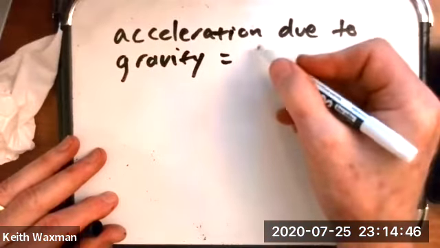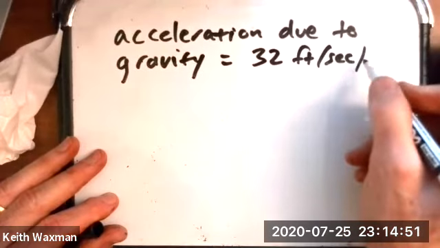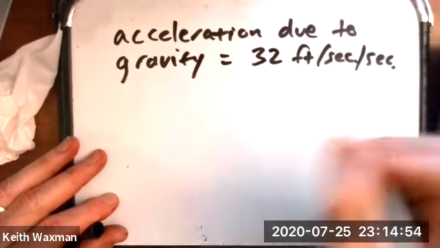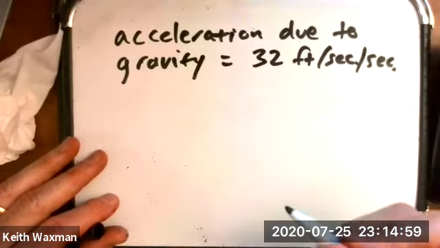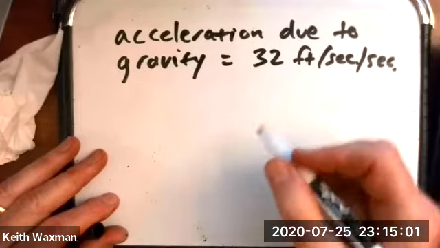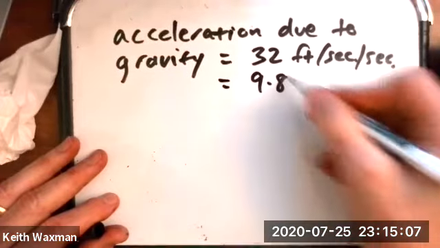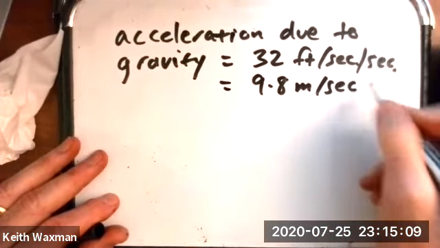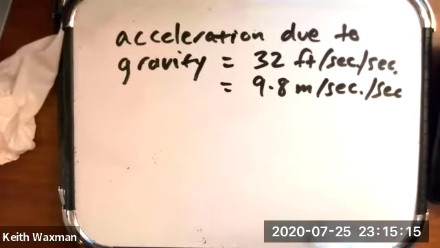And it equals 32 feet per second per second, because it's an acceleration. It's faster and faster. Remember, it's a change of velocity. It's getting faster and faster as it falls. 32 feet per second squared, or 9.8 meters per second squared. So if something is falling near the Earth's surface, after the first second of fall, it's going 32 feet per second or 9.8 meters per second.